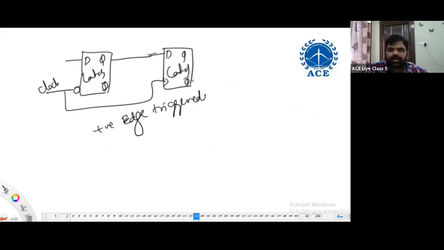Circuit need not recognize it. A flip-flop which we are constructing is responding to its input at the respective edge only. Please understand, that is a flip-flop's property.